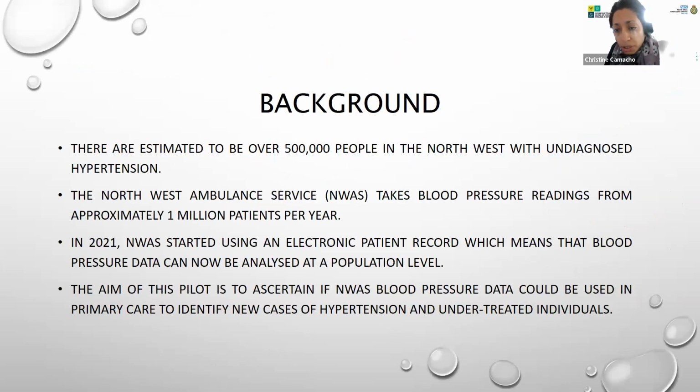There's modelling that has been done around undiagnosed hypertension, and that estimates that there's over 500,000 people in the northwest of England with undiagnosed hypertension. And as an organisation, we take blood pressure readings from over 1 million people every year. And I'm sure the trust will be doing similar volumes to that as well, other ambulance trusts.